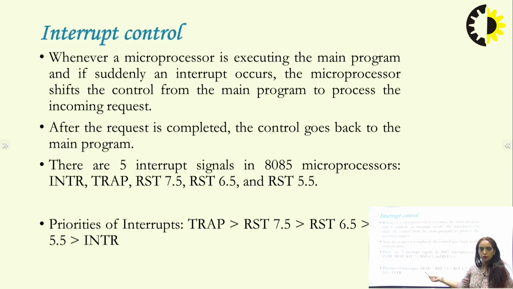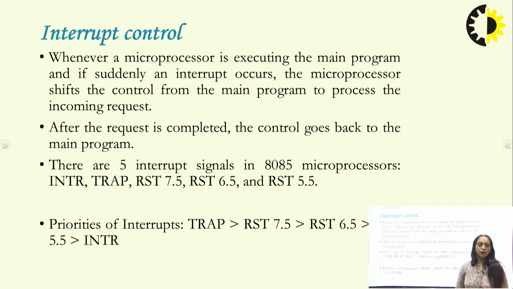We have to execute this interrupt on the very first basis, on the very first time, and then the microprocessor will go back to the main menu. Then after all these, 7.5 has the highest priority, then 6.5, then 5.5, and then INTR.